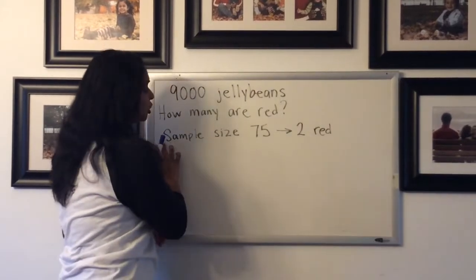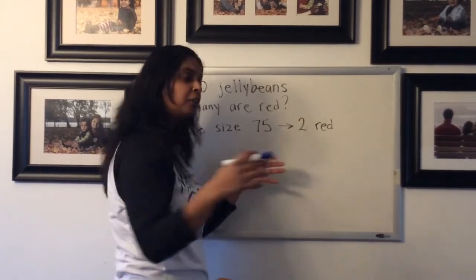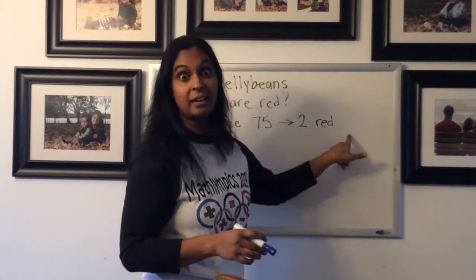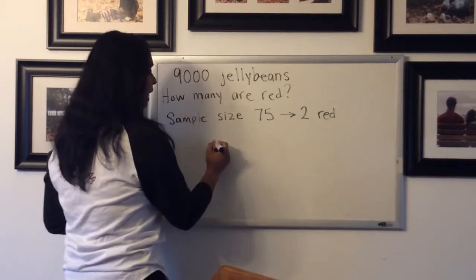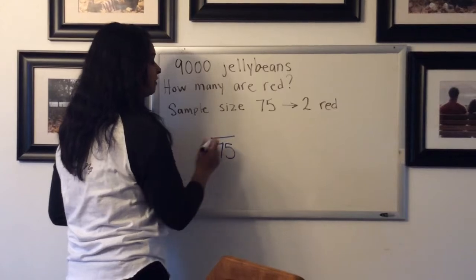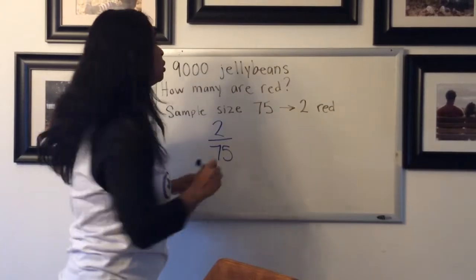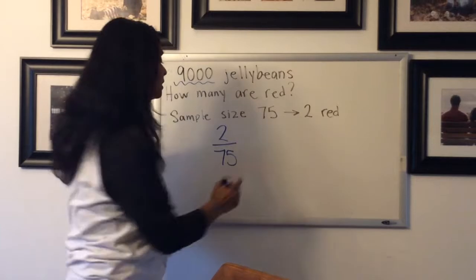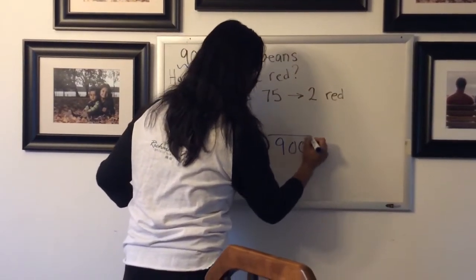All right, we are going to choose a sample size of 75. And then if I looked through that sample, maybe I found through my experiment that only 2 were red. Okay, and I can now use a fraction to describe that. So out of 75 jelly beans, that's my sample size, 2 were red. Now, I can use that fraction to tell me about how many are red out of the whole 9,000 by turning it into an equivalent fraction out of 9,000.